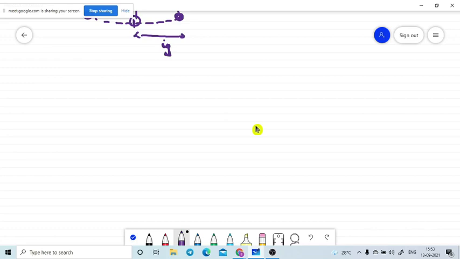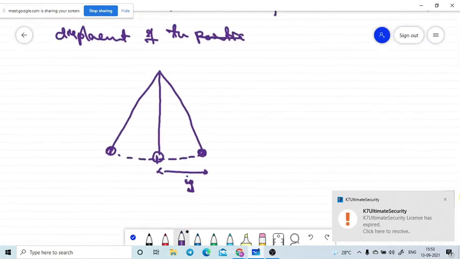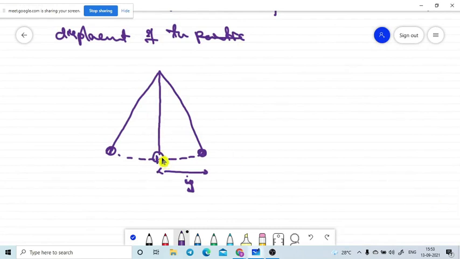So one more time, displacement. What is the displacement? Displacement is nothing but the distance of the vibrating particle from its mean position. Mean position, I already told you, is the position where the total resultant force on the particle must be 0. So from the mean position, how much distance the vibrating particle is away, that distance is named as the displacement of the particle in SHM.